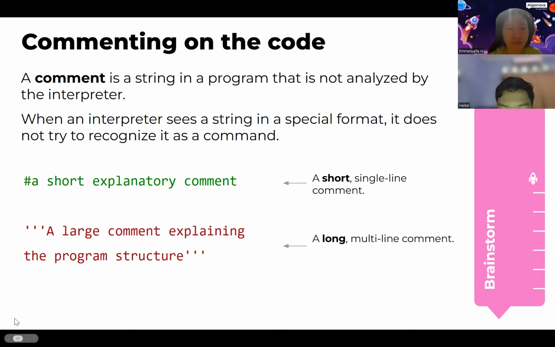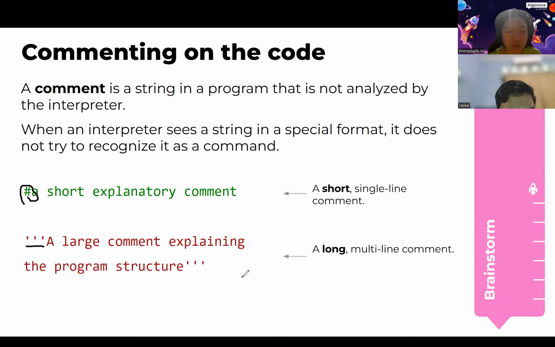So how to comment? We use comments to explain the code. For example, if it's just a short one, we use a hashtag. If it's a long one, we use a triple single quote, usually for a paragraph. So in the workplace, you need to do something like this. For example, this one.